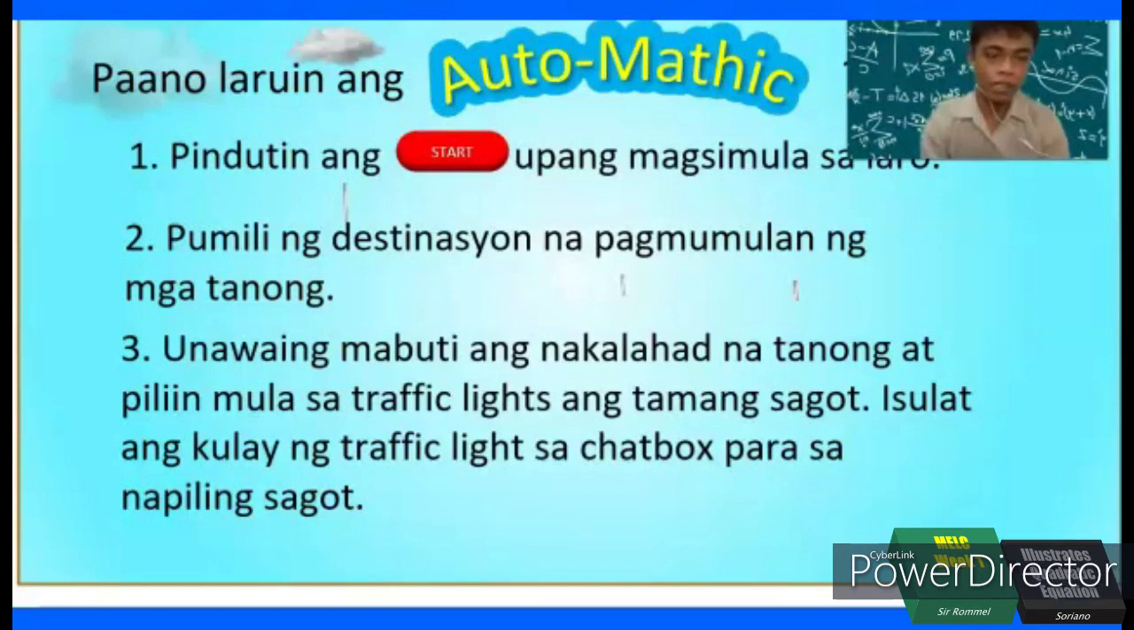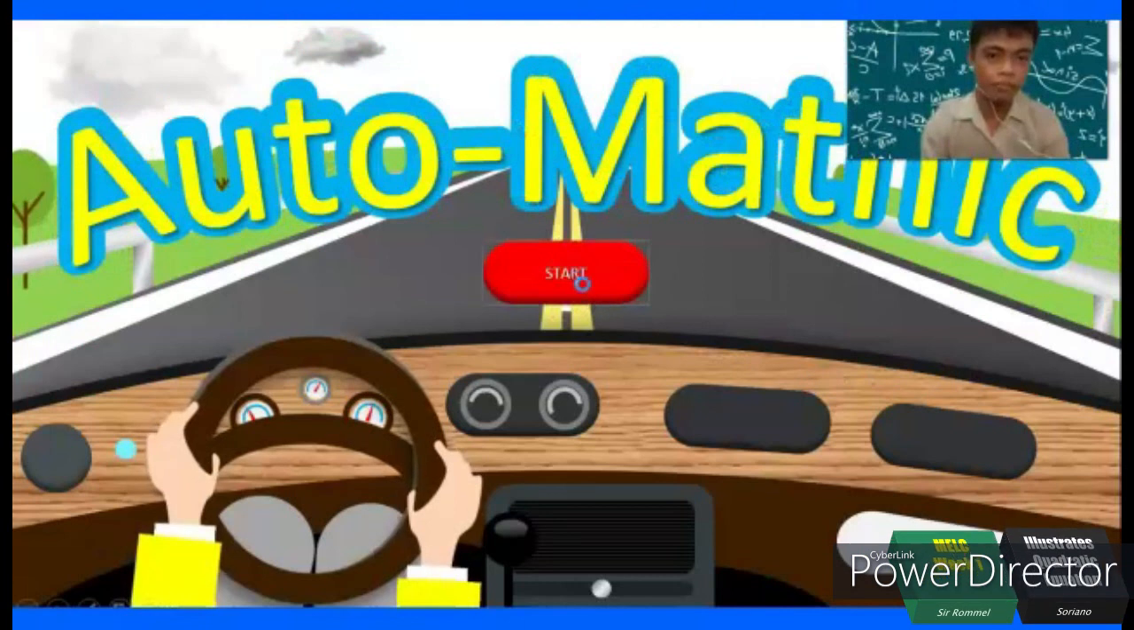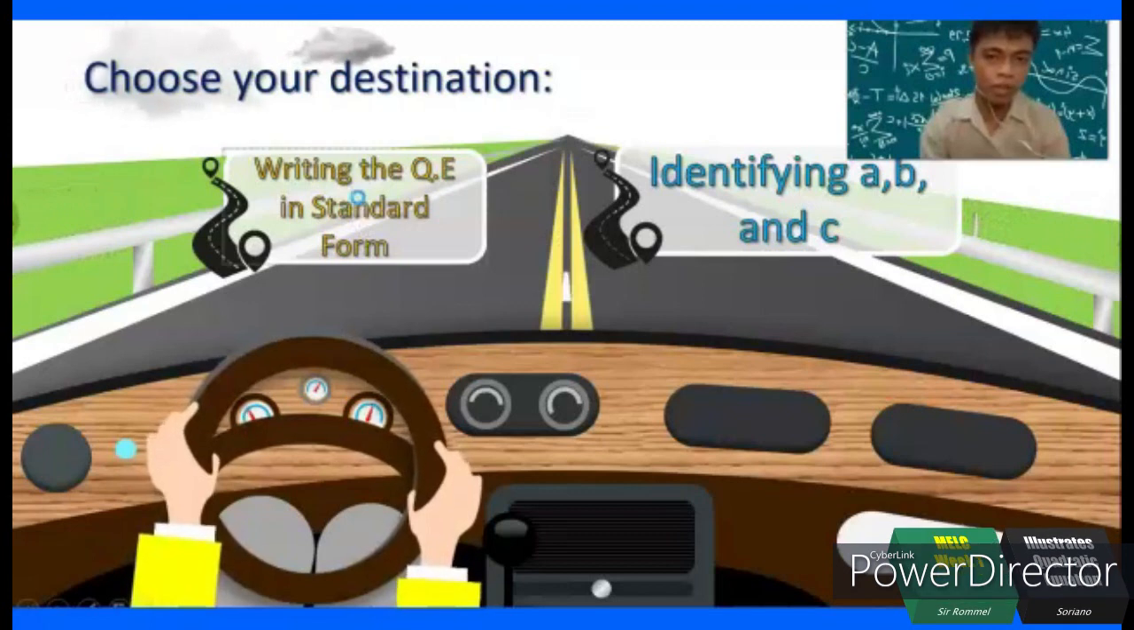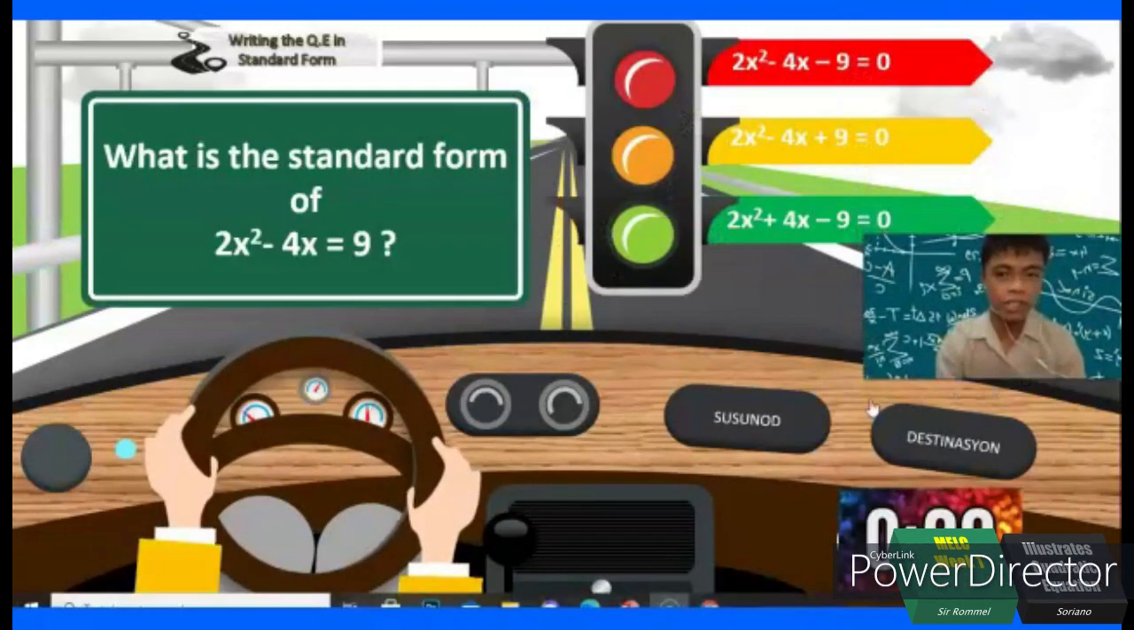Okay. If students, pag ready na, so start na tayo. Ayan, start na tayo. Category natin, writing the quadratic equation in standard form. First question. What is the standard form of 2x squared minus 4x equals 9? Sa red ba, 2x squared minus 4x minus 9 equals 0? Sa yellow ba, 2x squared minus 4x plus 9 equals 0? Or sa green, 2x squared plus 4x minus 9 equals 0? Go!